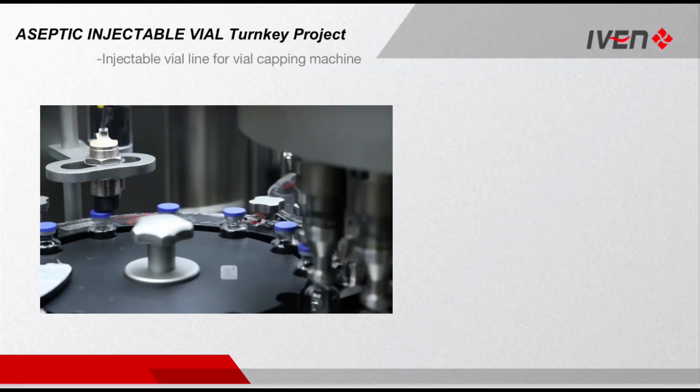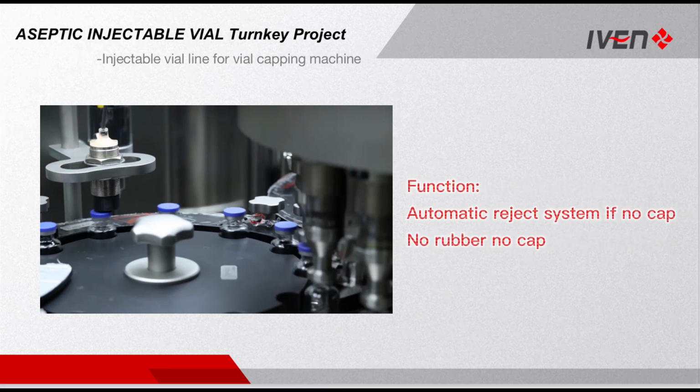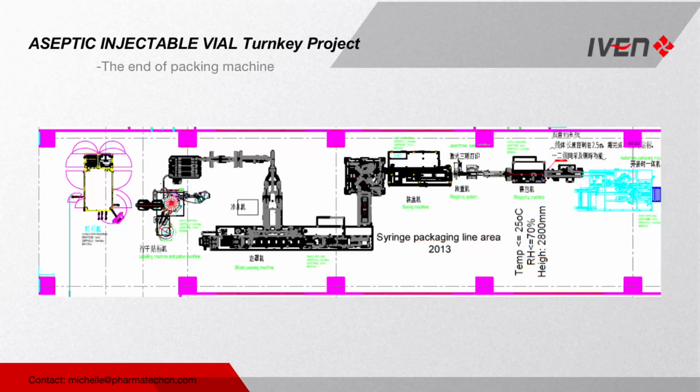So here is our capping station after the lyophilizer. We will send it to the capping station. For the capping station, we have an automatic reject system. If there is no cap, it will automatically reject. If there is no rubber stopper, there is also no capping function.